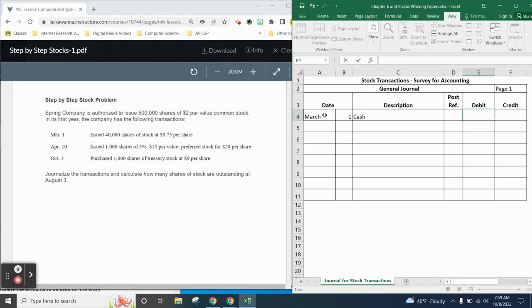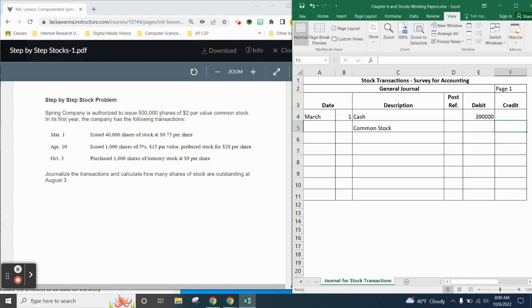So I'm going to have Excel do the math for me. 40,000 times $9.75 gives me my cash amount. And I'm going to credit common stock because that's what I'm giving to my investor. I'm going to credit common stock for the amount of the value of the actual stock.